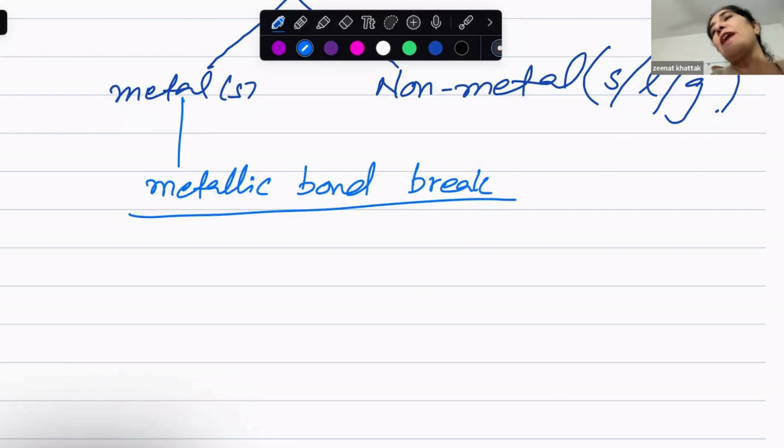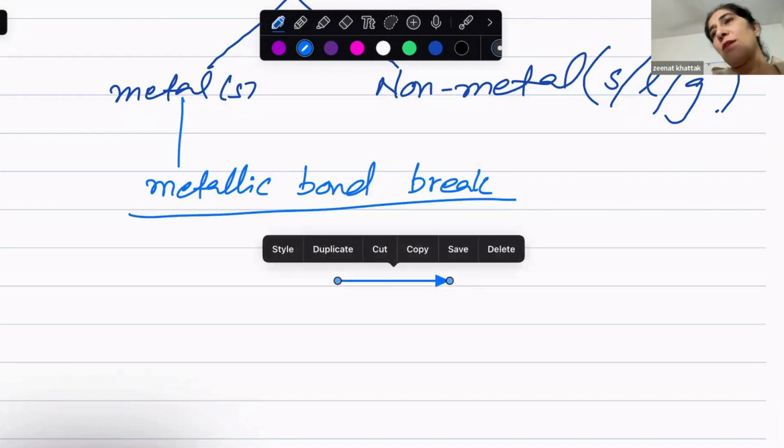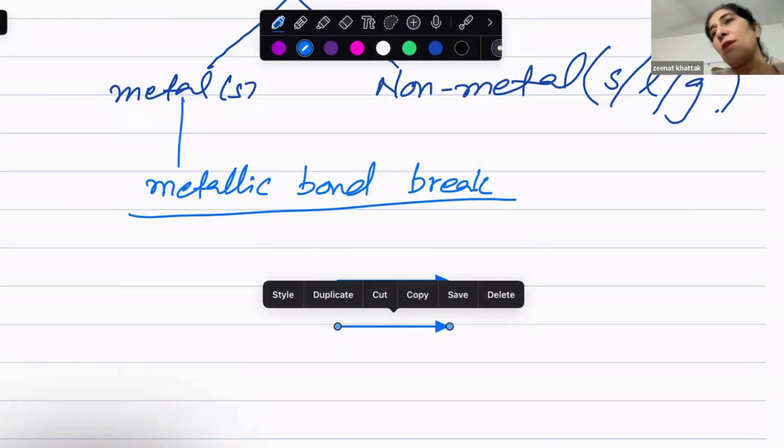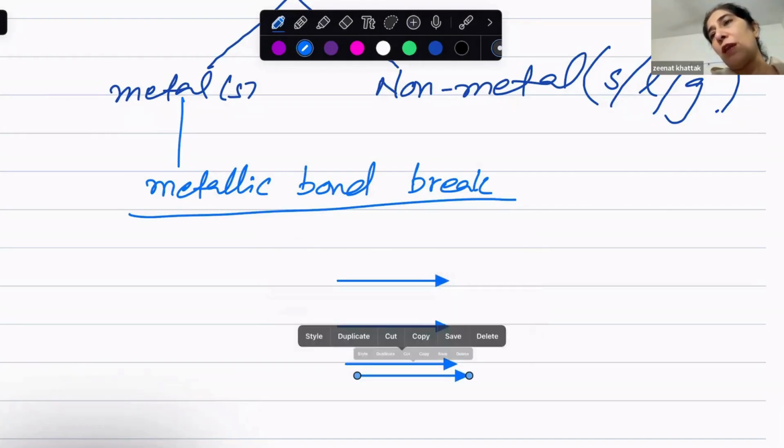Now, you are making 1 mole of, wait, this way. Yeah, again and again.